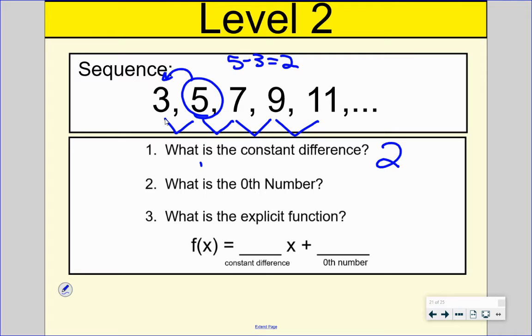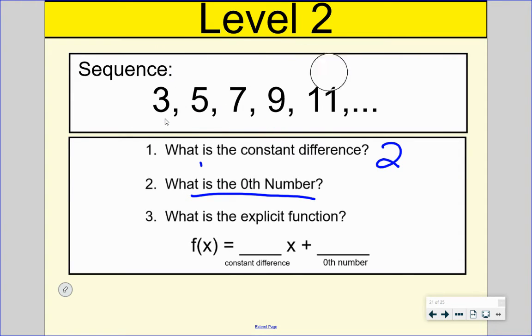All right, so if our constant difference is 2, what is the 0th number? Okay. Well, if we are looking at this sequence and going from 3 to 5, we added 2. How would we go backwards? What would we do? You're right, we would subtract 2. And 3 minus 2 is 1. So our 0th number, the number that would come before our sequence but is not part of it, is going to be 1.